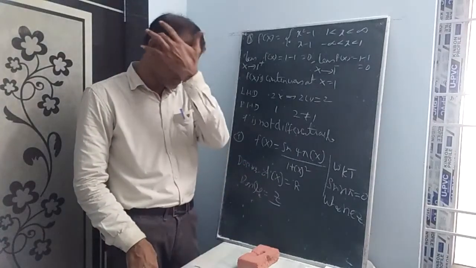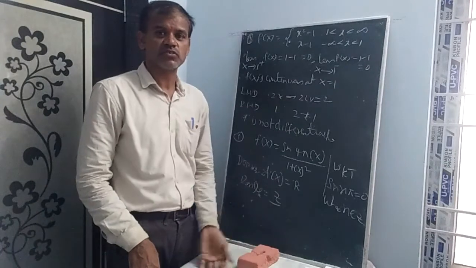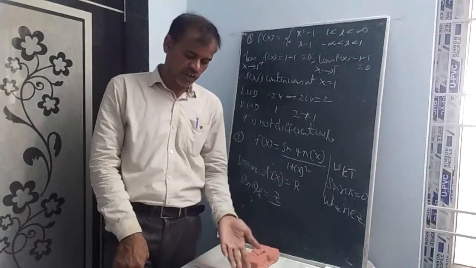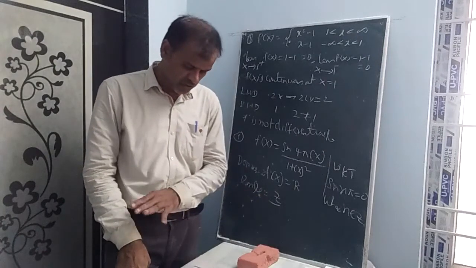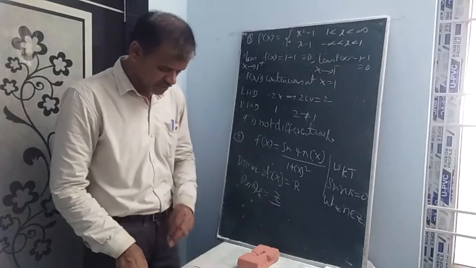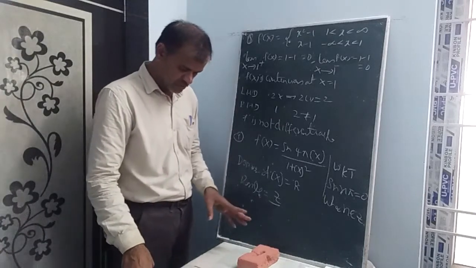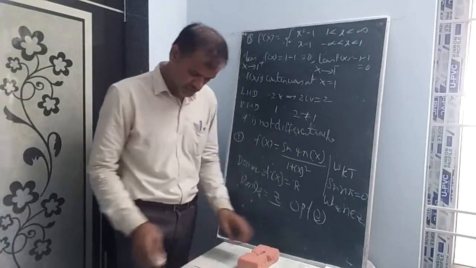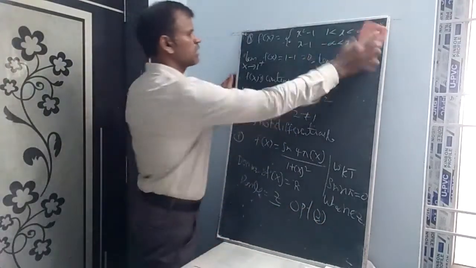That is why, to make us confused, he did not give LHD at x equal to 0 and RHD at x equal to 0. LHD at x equal to 0 and RHD at x equal to 1, he gave to make us confused. Never get confused, students. Everywhere it is continuous, everywhere it is differentiable. So option 3 is the right answer. Now, 10th question.